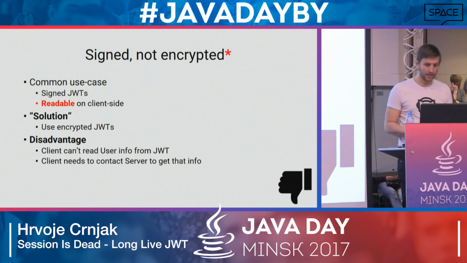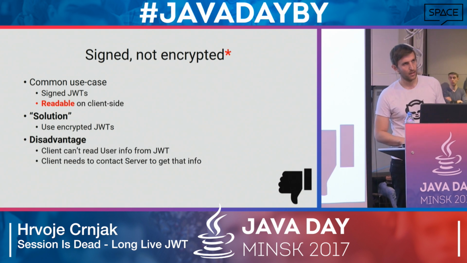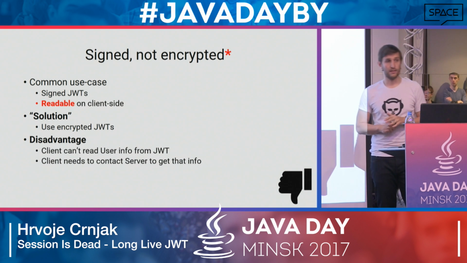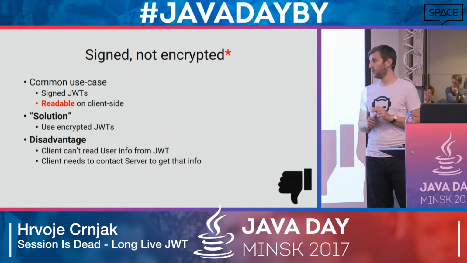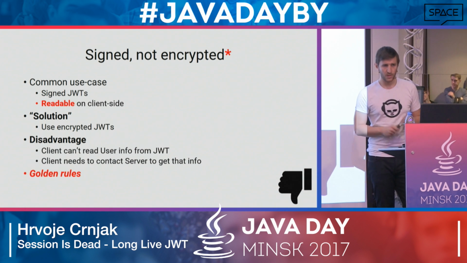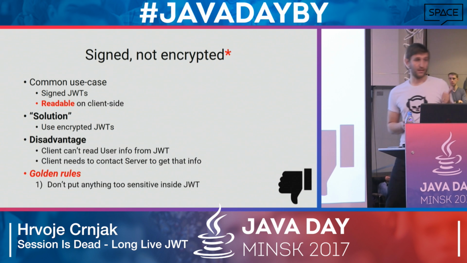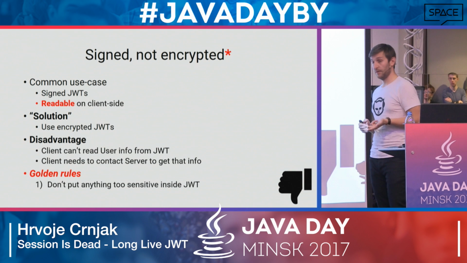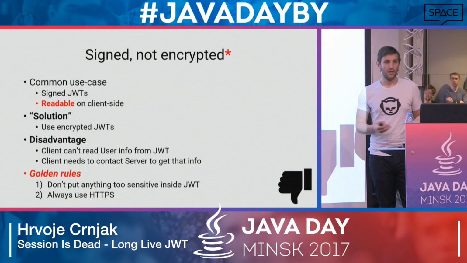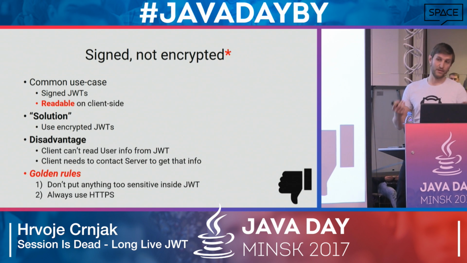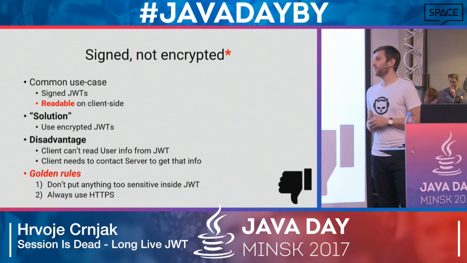But I would argue that for most use cases, using only signed JSON Web Tokens is secure enough as long as you follow these two golden rules. Number one, don't put anything too sensitive inside of your tokens. So don't put passwords or, I don't know, credit card numbers inside of your tokens. And number two, always use HTTPS. As long as you follow these two rules, I think that you are fine with signed tokens. But still, you can always use encrypted ones if you really want to.